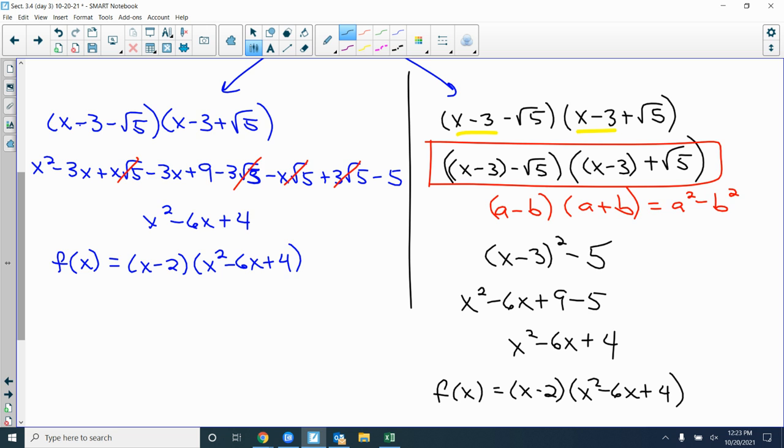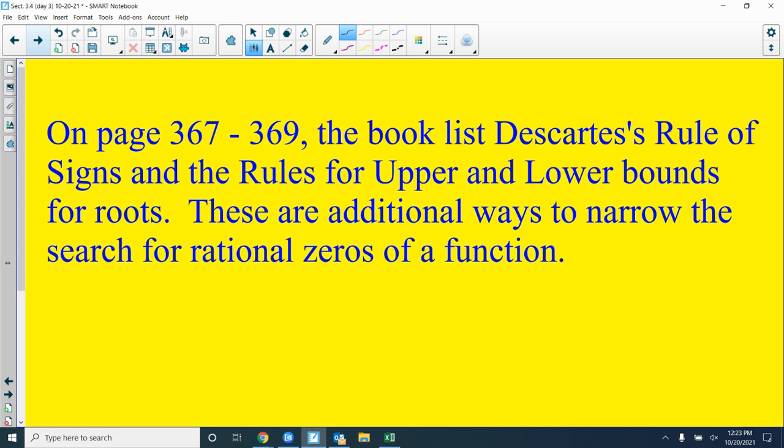All right, now the last thing of this section, you don't need to turn in your book, but there's a couple little tricks to help you narrow the search for rational zeros, so you're not just randomly guessing. I got some, I guess they're guided notes. I got some notes here. Let me hand those out on this.